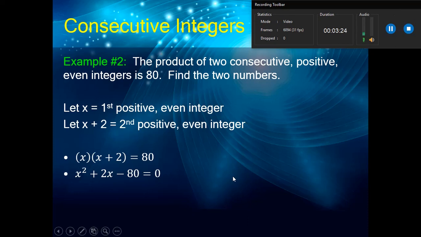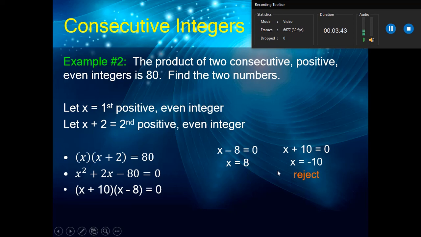So I'm going to use 10 and 8. I'm going to make 10 positive and 8 negative so that I can achieve a positive 2 as my linear term. And then I'm going to set each of these equal to 0. So x minus 8 will give me a root at 8 that's positive and it's even. The other factor will give me a root at negative 10. This is not positive. So even though it's a good solution, we're going to reject this option because it doesn't fit the criteria. So now we'll write our conclusion.